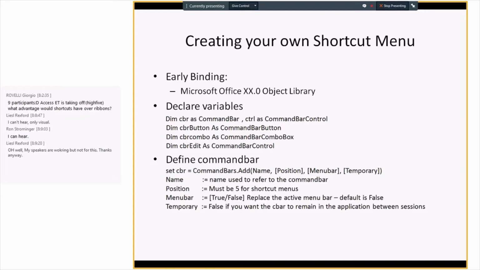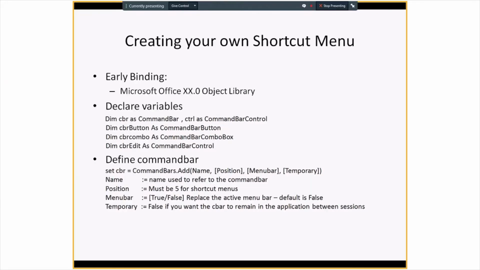At any rate, once you have the object library linked to your reference in your application, then you can declare the variables using the various declarations. And what I generally do is eventually I will remove that early binding and execute late binding, in which case all of these declarations become dim cbar as object and dim cbar button as button, that type of thing.